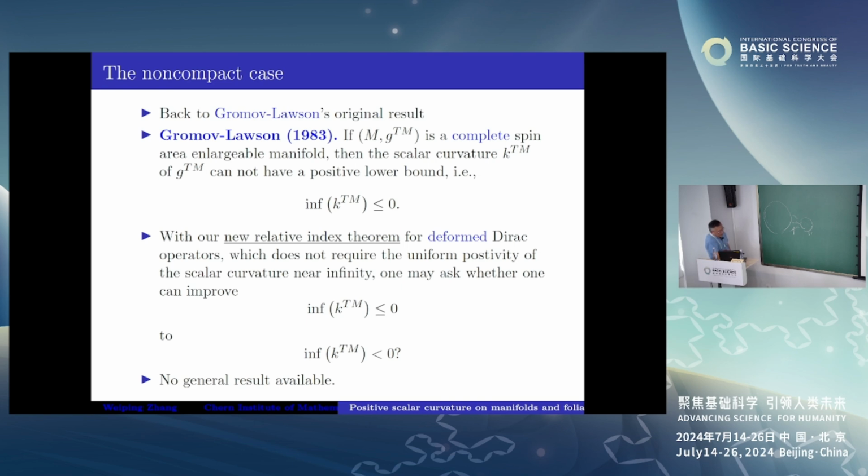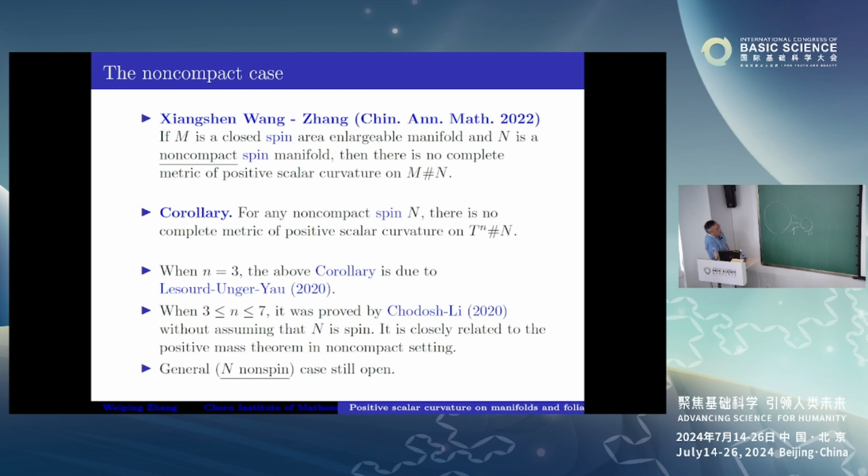But in the special case of connected sum, recently we can show that if M is a closed spin area enlargeable manifold, and N is a non-compact spin manifold, then there is no complete metric of positive scalar curvature on the connected sum. As a corollary, if you take M to be a torus, then the torus connected sum with any non-compact spin manifold cannot carry a metric of positive scalar curvature. It is easy to show that such a manifold does not carry a metric of uniformly positive scalar curvature, but here we replace that by a complete metric of positive scalar curvature.